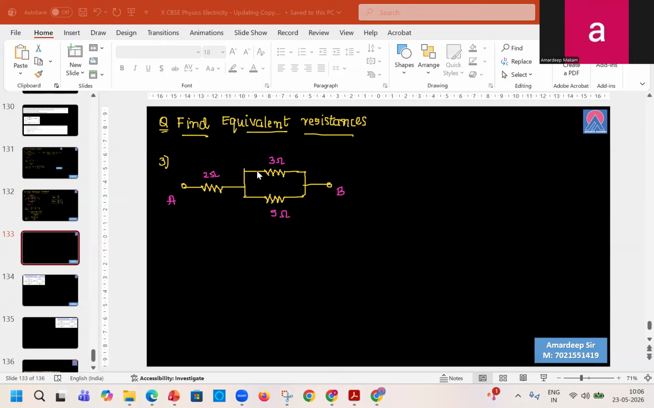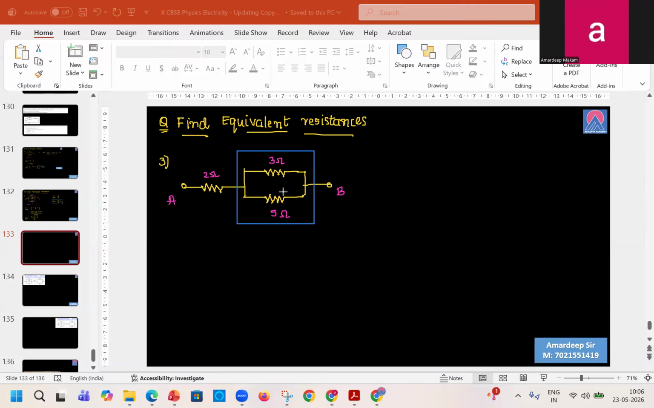So first we tackle, because this 2 ohm is in series with another 2 resistors which are parallel to each other. So the first is we'll go by block approach. So what is the block approach? So first we try to do this thing. Okay. So first we find this. Okay. So we can give any name for this, which is combination of 3 and 5 ohms in parallel.